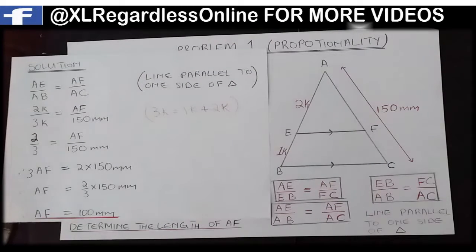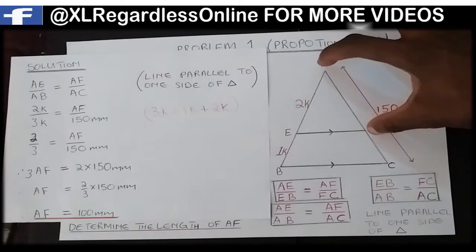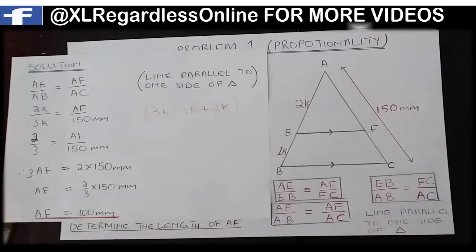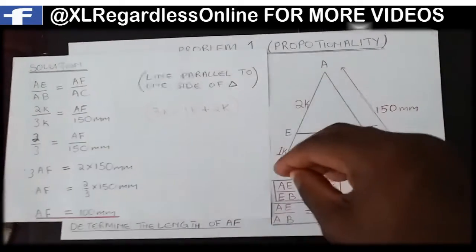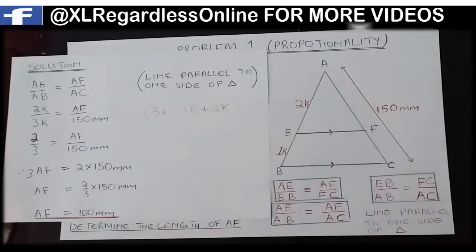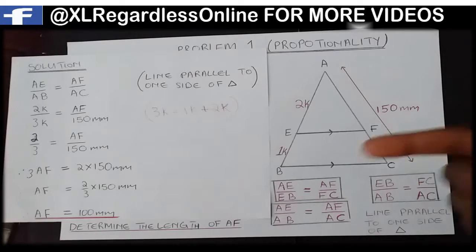So remember, the question here says we must determine the length of AF. There's AF, this length here, right? So for you to determine that length, you need to choose the right ratio, because remember you have 3. You need to select the right one, and it can only be 1, right? So there's a procedure in selecting the right ratio.